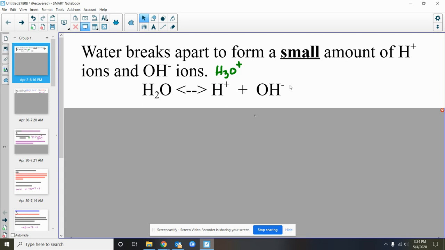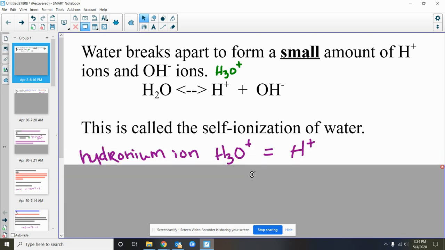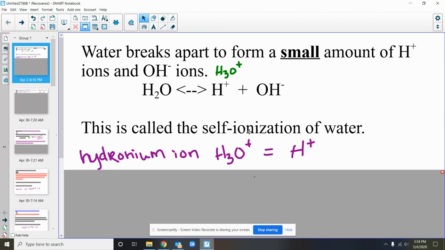So water will break up into H and OH ions, okay? And this is called the self-ionization of water. That double arrow right there means that the reaction can move forward, but that the reaction can also go in the other direction. So I can have my molecules split up into my two different hydronium and hydroxide ions, or they can come back together to form water.